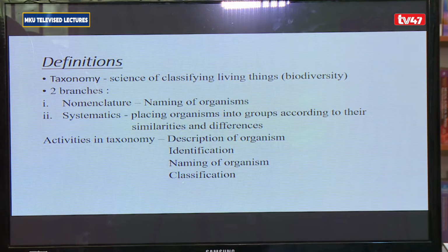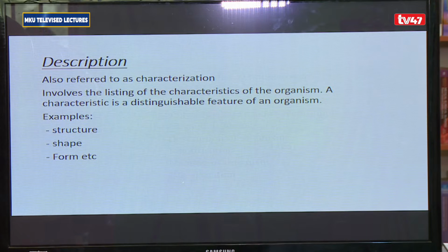As we talk about taxonomy, there are four main activities that take place. One, description of the organism. Two, identification of the organism. Thirdly, naming the organism. And the fourth activity is classification of the organism.